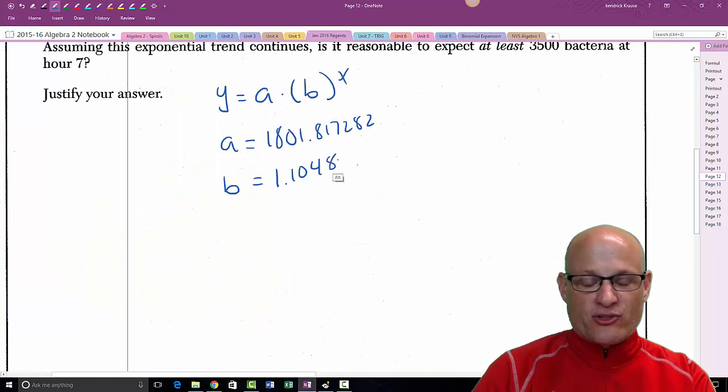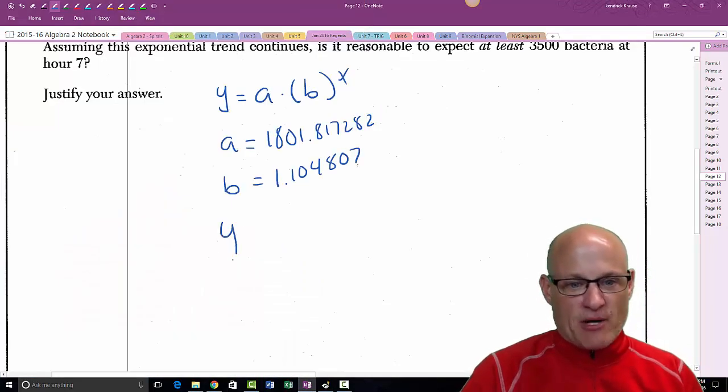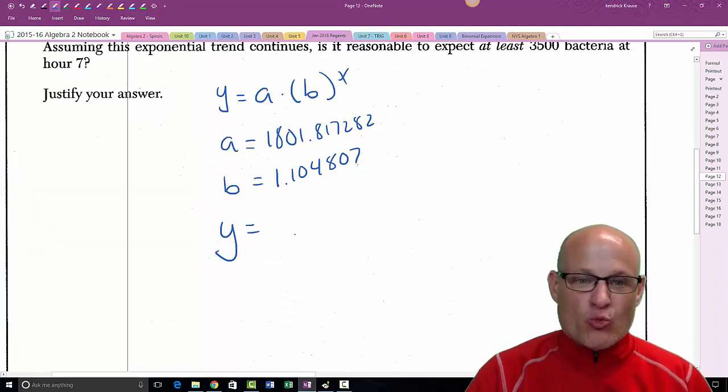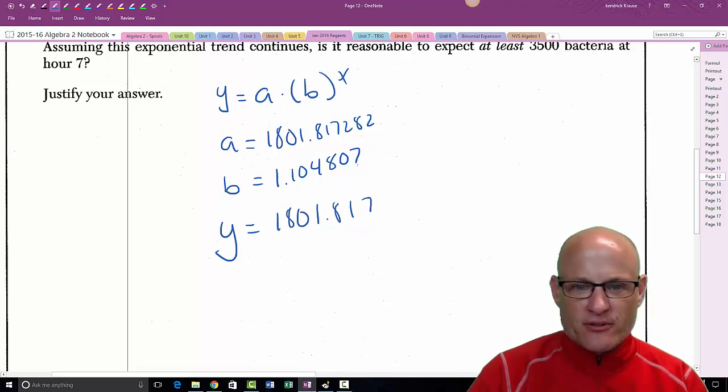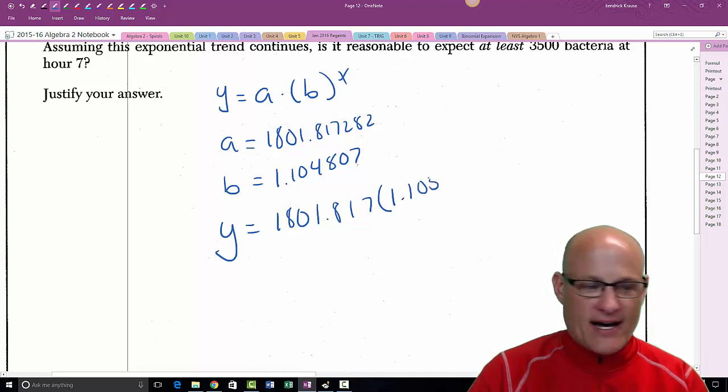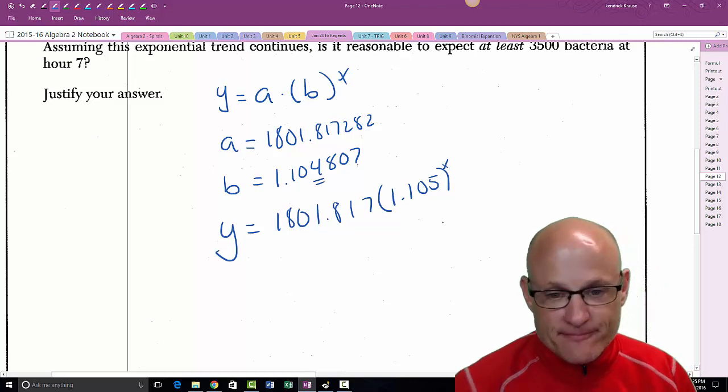But since this is only a 2-point question, my guess is as long as you came up with an equation that was reasonable, 1801.817 times 1.105, probably good enough, to the x. Now, I just rounded this to the hundreds. Didn't say where to round to, right?